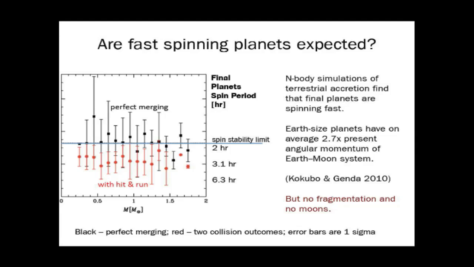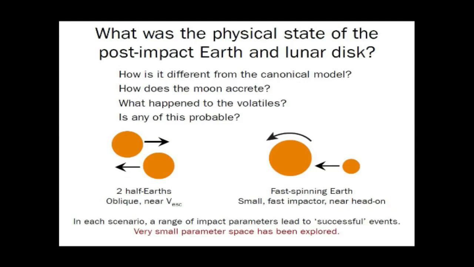And what I want to focus on the rest of the time is, what does the Earth really look like after such an event? Because that will determine how the moon forms. And I'll explain how it's different from the canonical case, and propose our ideas of how the moon accretes under a high spin case, explain why we still have the water that we started with, and discuss the idea of probability.